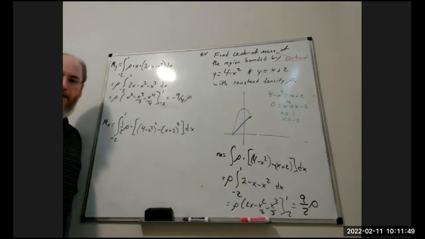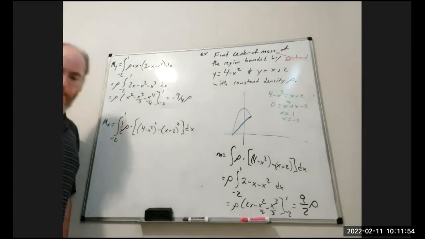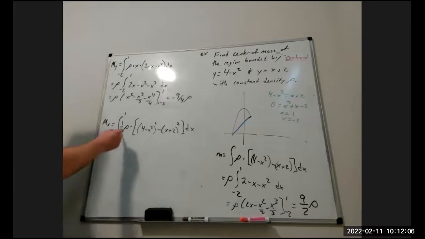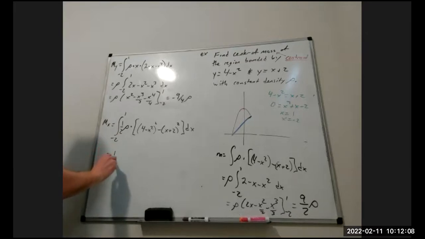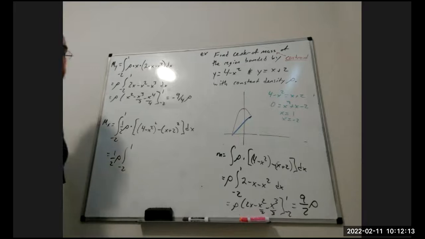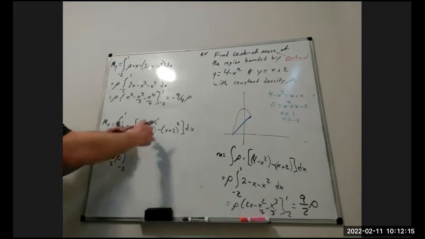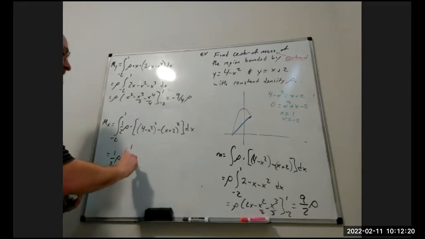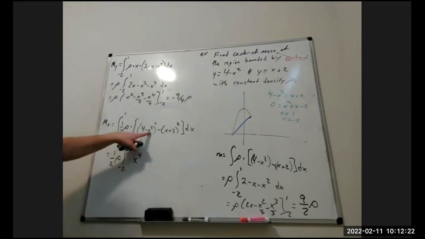So if you go back and you look at what I wrote for our Mx, we had this. Okay? So it's going to be 1/2 rho times the difference of those things squared. So I'm going to pull out the 1/2 rho. And then I have to do a bit of algebra on this. So I'm going to FOIL, I'm going to group like terms and all that. So I'm going to get x to the 4th. That comes from this x squared squared.